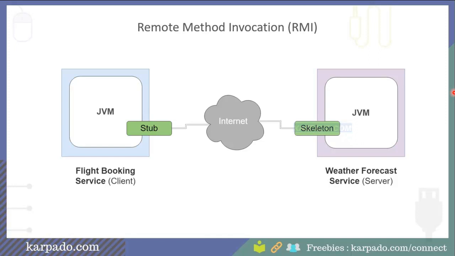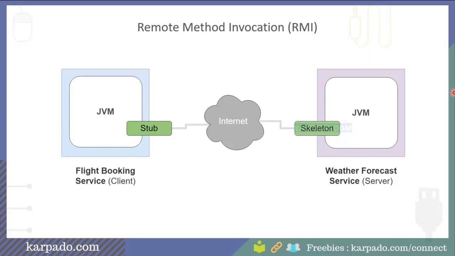Stub is going to reside on the client side, which in this case is the flight booking service, and the skeleton is going to reside on the server side, the weather forecast service. From within the client application, you would use the stub object and you would be able to call the remote method.